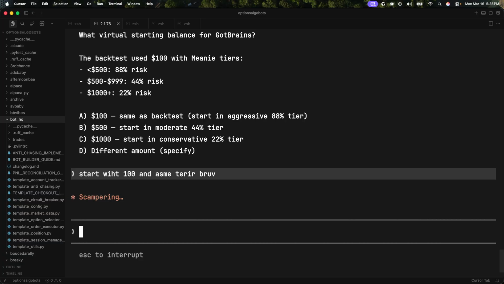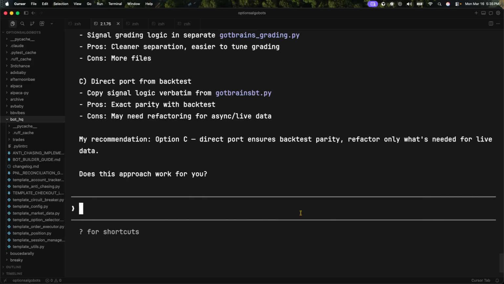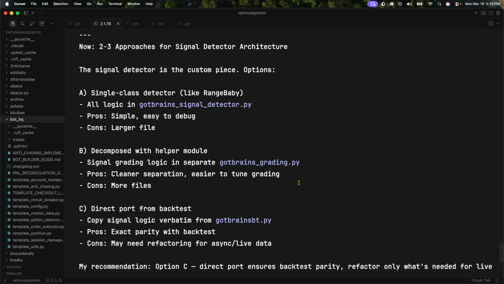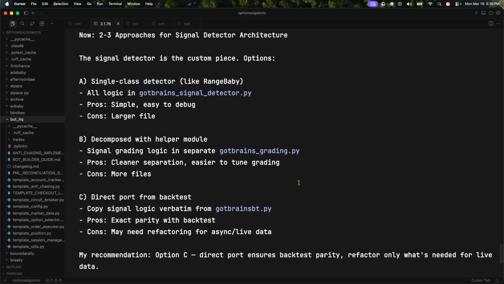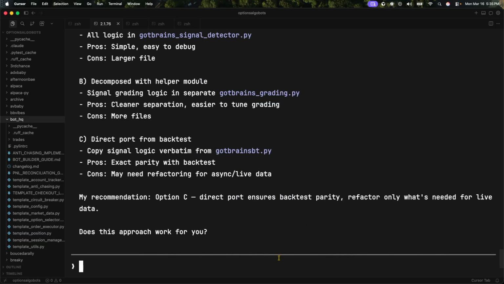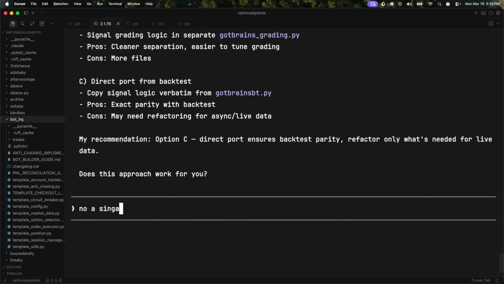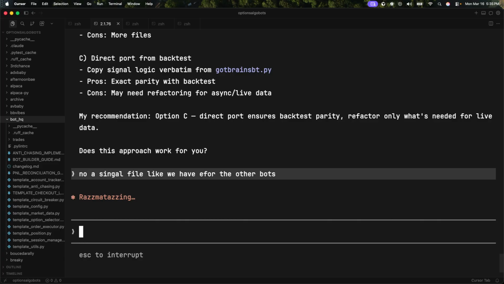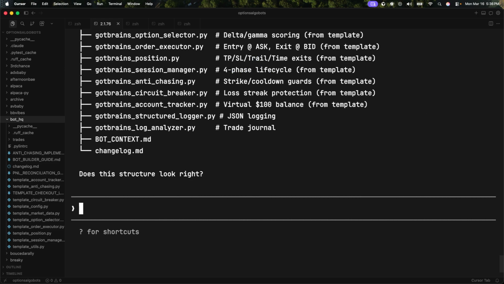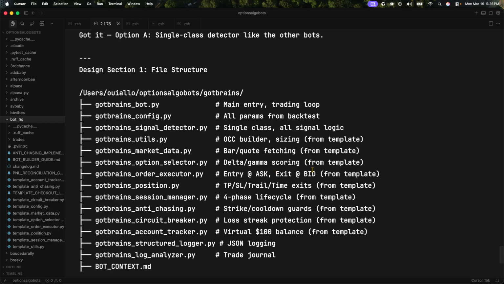So while it's trying to figure out its life, let me tell y'all. All right, man. Yes. Single file. No, a single file like we have for the other bots. Like, bro, stop trying to be a teacher's pet, bro. Just get on with it.